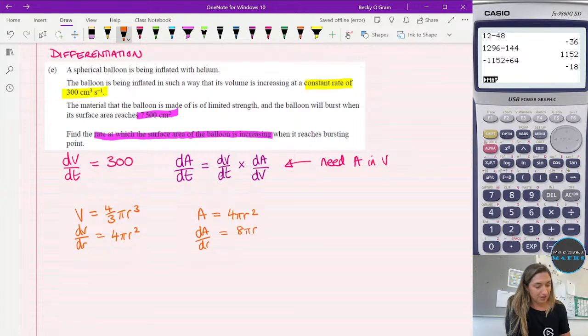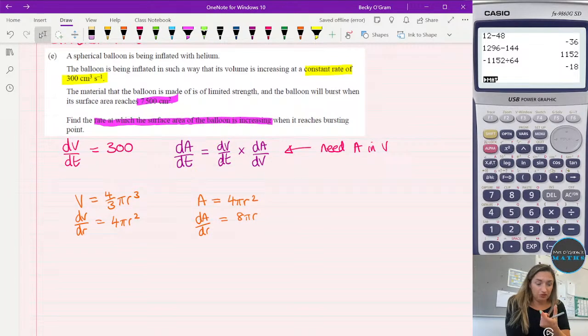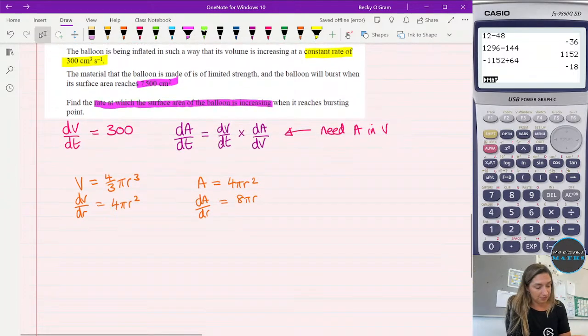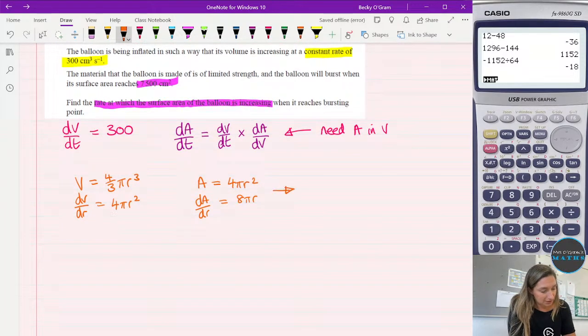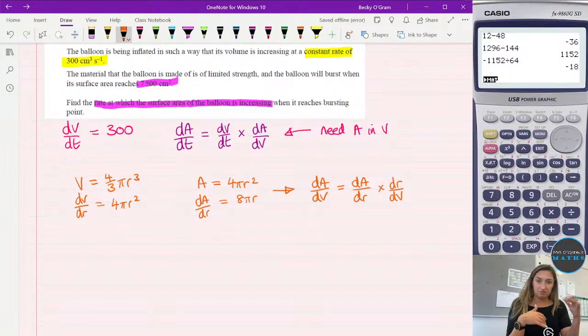Now, the reason we do that is I can now combine both of those to make dA by dV, remembering that that's what we're trying to get to, to put it into our equation. So I can make dA by dV by creating dA by dr multiplied by dr by dV, and then the dr's would cancel out and we'd be left with dA by dV. dA by dr we just worked out was 8 pi r. dr by dV, well, we have dV by dr just here, so we want to flip that over.